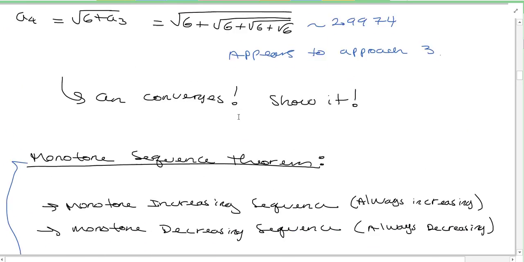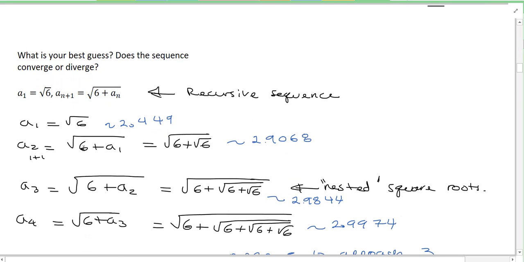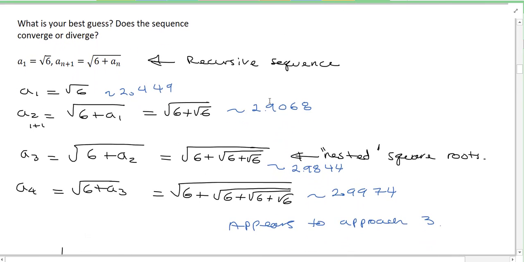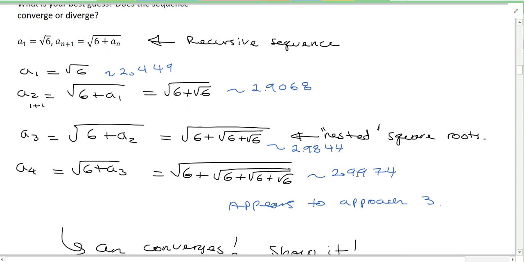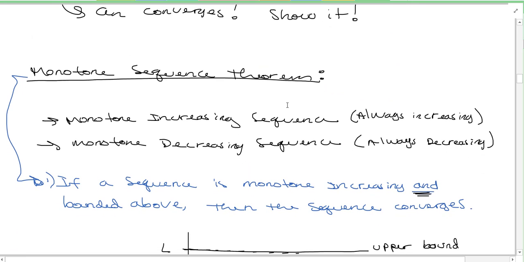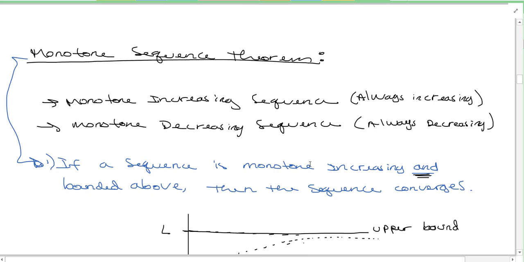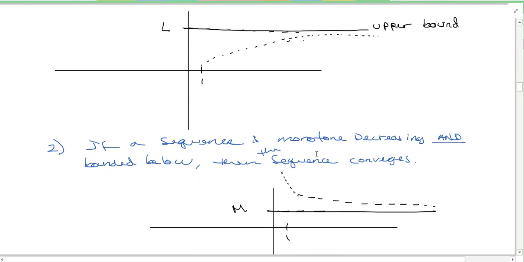So we found some terms. We found a sub 1, a sub 2, and we calculated them using our calculators and showed that it is going towards 3. So it appears to be bounded by 3. So we introduced the monotone sequence theorem that says if a sequence is monotone increasing and bounded above, then the sequence converges. And if a sequence is monotone decreasing and bounded below, then the sequence converges. So essentially, if the monotone sequence is bounded, it converges. If it's increasing and bounded above, it converges. If it's decreasing and bounded below, it converges as well.